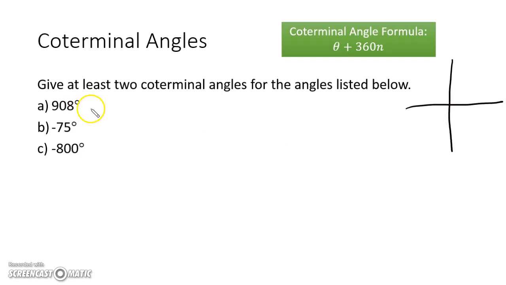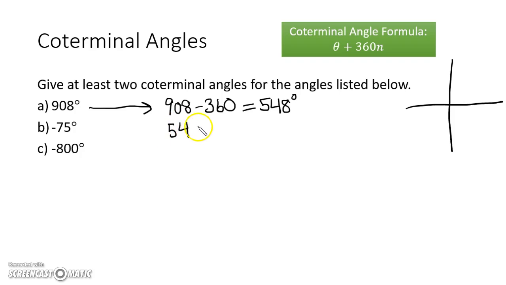I'm not sure. So let's go ahead and take 908. And I'm just going to go ahead and subtract 360 to start with and see where I get. Okay, so 908 minus 360. Where does that get me? Well, that gives me 548. Well, I'm still not in the quadrants, right? It's because it's not between 0 and 360. So let's go ahead and subtract another 360 degrees and see where I get. Okay, so 548 minus 360 gets me 188.